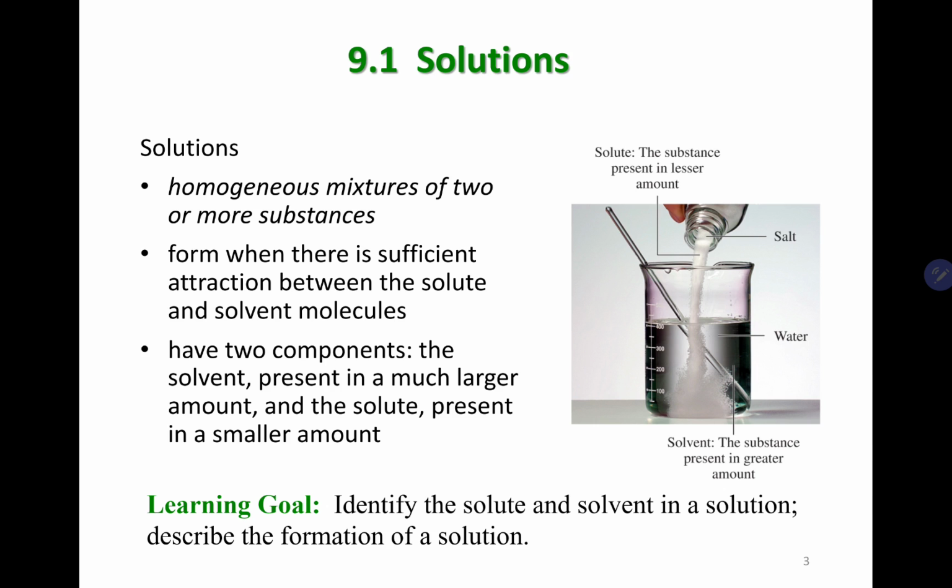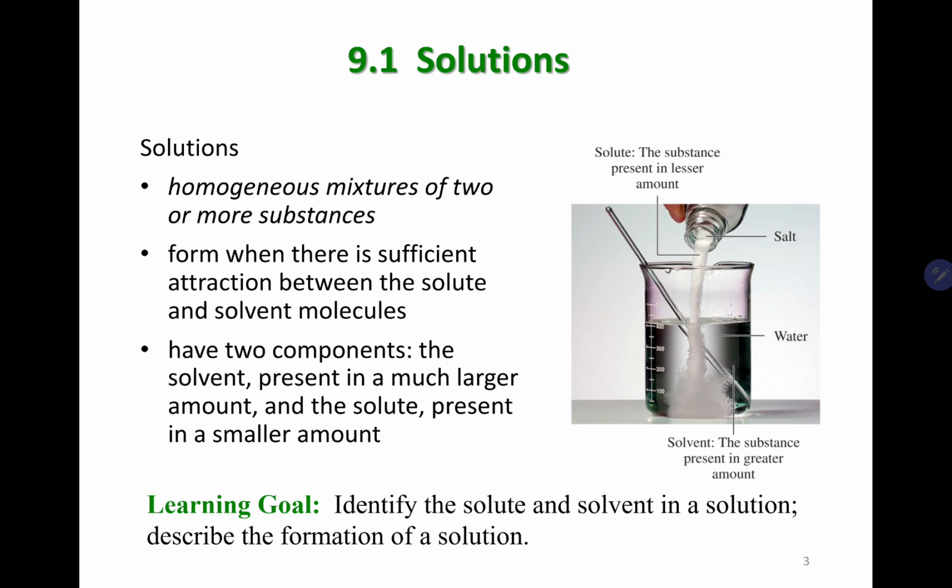The first thing that you need to know is what is homogeneous. What is the meaning of the term homogeneous? Homogeneous means evenly distributed. So when you have a mixture of two components or two substances, you have to have an evenly distributed mixture in order to have a solution. And usually these two components should have sufficient attractions between them.